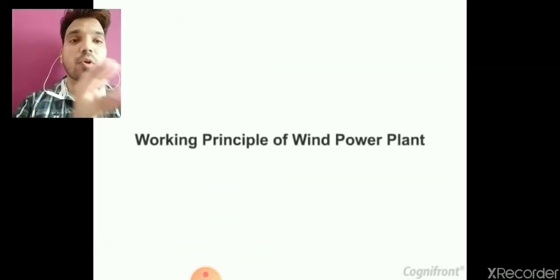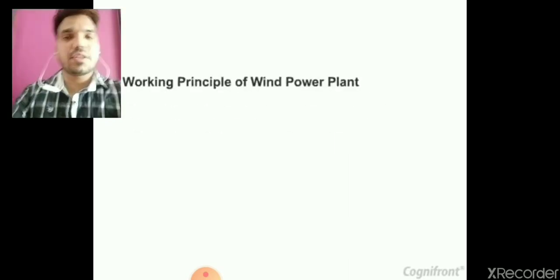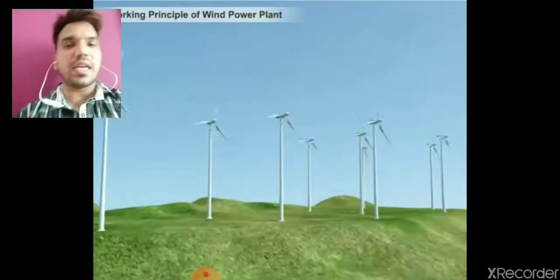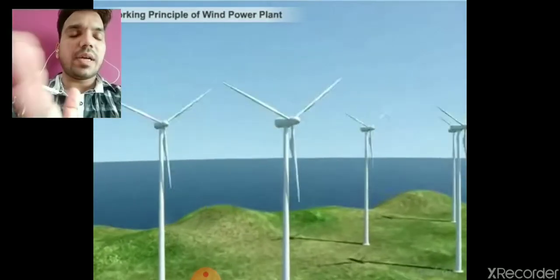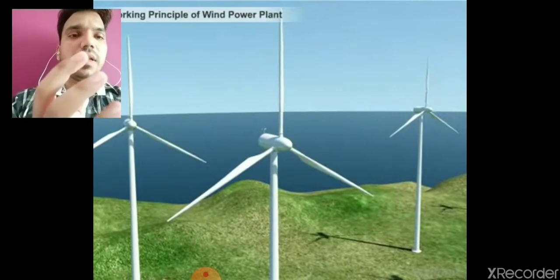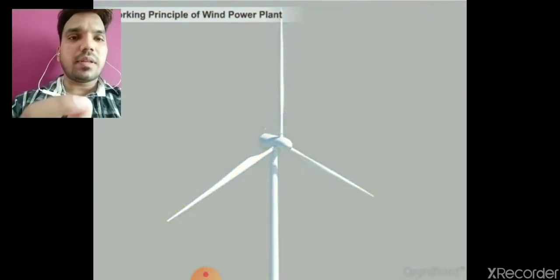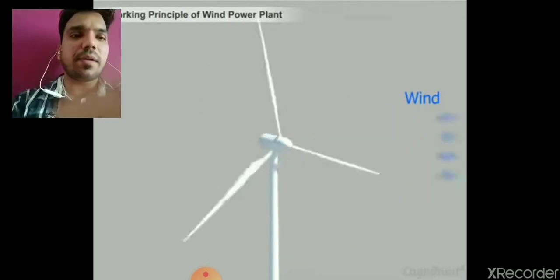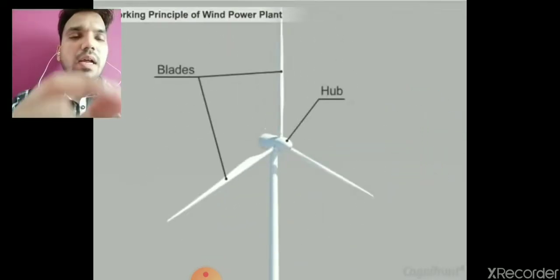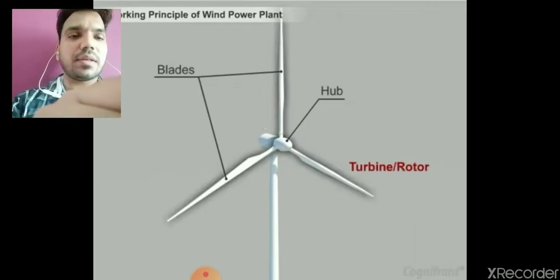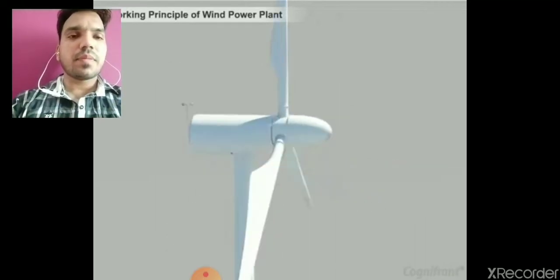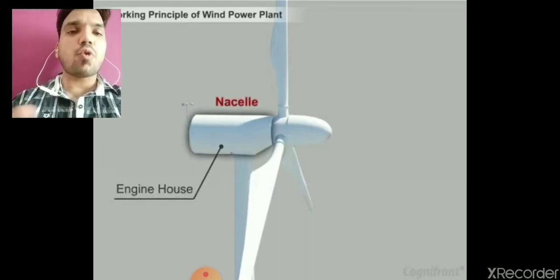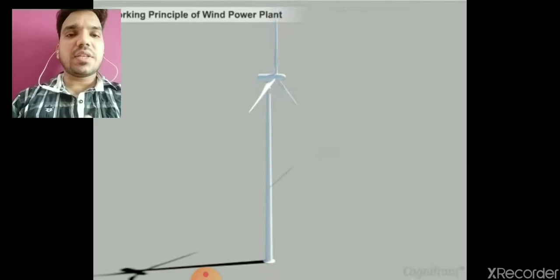Working principle of a wind power plant. Let us study how wind energy is converted into electrical energy by a wind turbine in a wind power plant. In this, the fans rotate by the wind flow, and the hub and blades form the turbine rotor. Behind the turbine, in the engine house, there is a generator. This is called the nacelle. The nacelle is mounted on the tower.